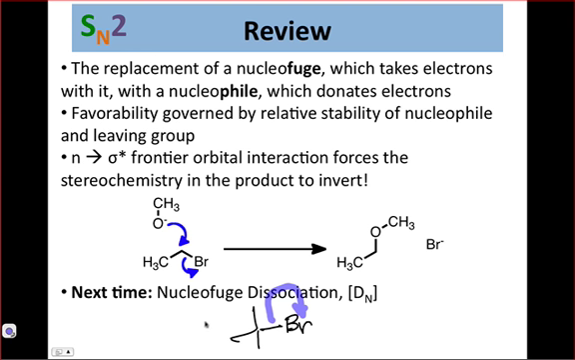In some naming conventions, SN2 has been called a combination of nucleophile association, which is another step we'll take a look at, and nucleofuge dissociation. Next time we'll take a look at nucleofuge dissociation, and then in the lecture following that we'll look at nucleophile association, and you'll see why this order has been chosen in a couple of lectures.